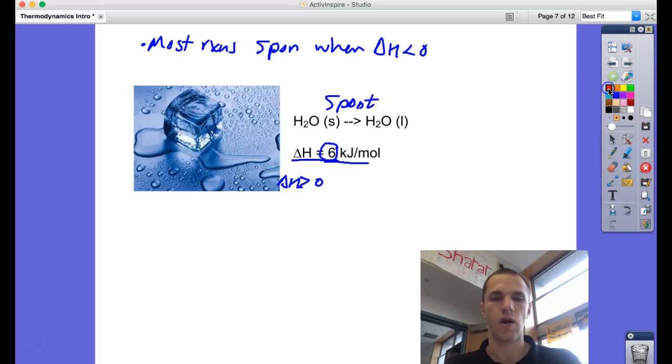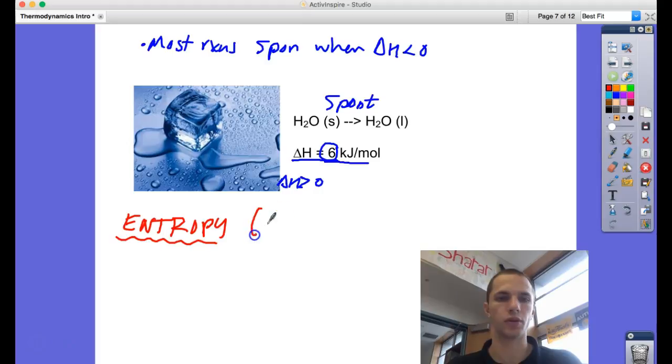Why is that? Well, what explains why this process is spontaneous is a new property, a new variable, a new thing that we can measure about reactions that is called the entropy. Entropy we will abbreviate with an S. So what we can start to do is we can start to measure the entropy of different processes and use that with enthalpy to figure out if a reaction will occur or not.